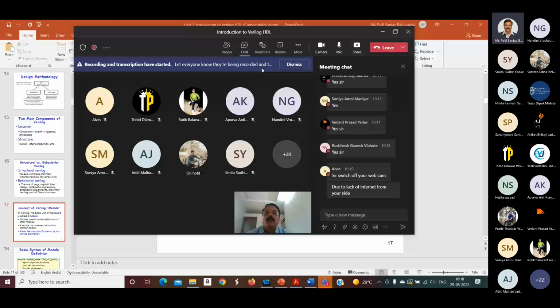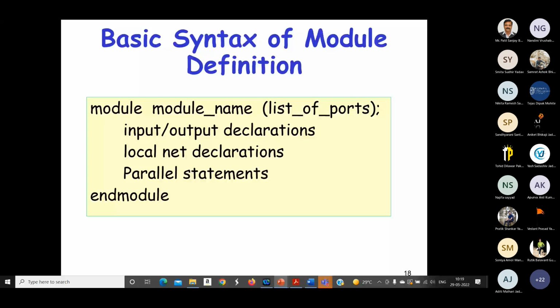The syntax of module definition is: module, module name, list of ports, and then input output declarations, local net declarations, parallel statements, and endmodule. As far as this module syntax is concerned, module and endmodule are keywords. Module name and list of ports are identifiers, and input output declarations also contain keywords like input and output, and local net declarations and parallel statements. So this is the syntax of module definition. Now let's see the example of module.